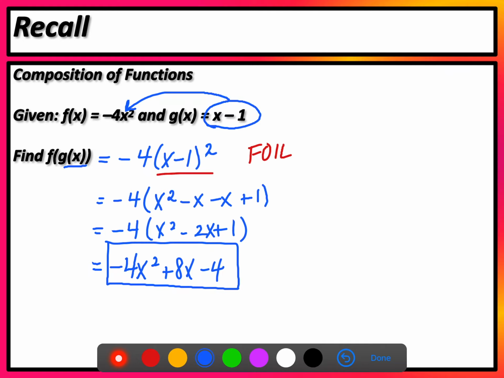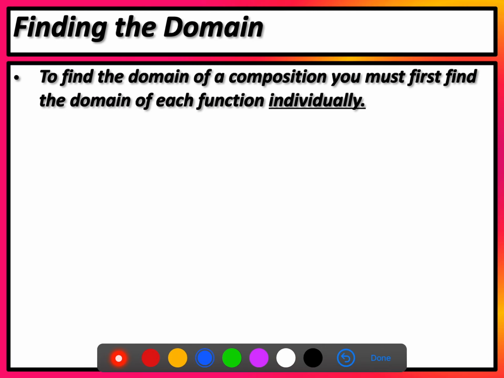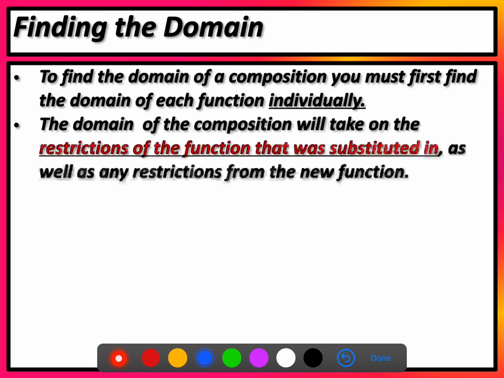Okay, so now we want to do this with our functions, and we're going to have to consider the domains. To find the domain of a composition, we first need to know what the original domains were. So this is exactly like we did in operations of functions. The difference though is that the domain of the composition is going to take on the restrictions of the function that was substituted in.